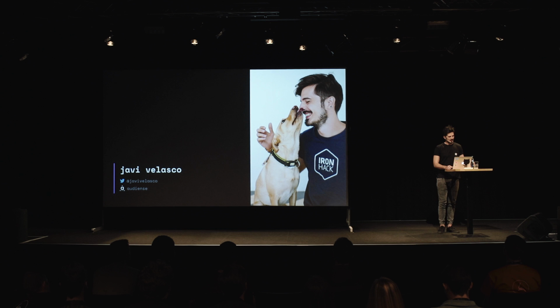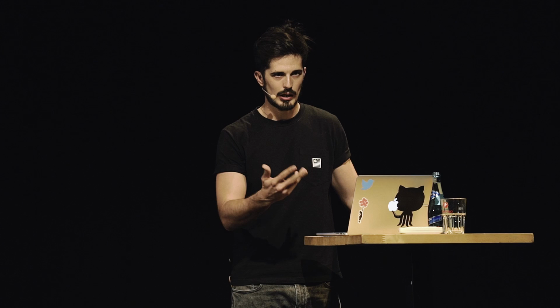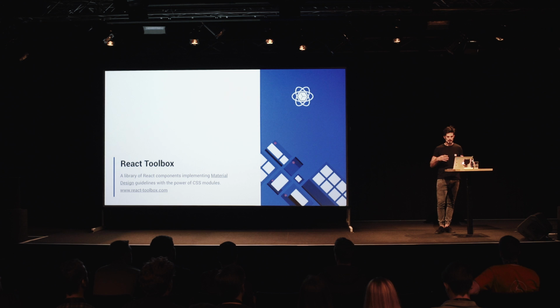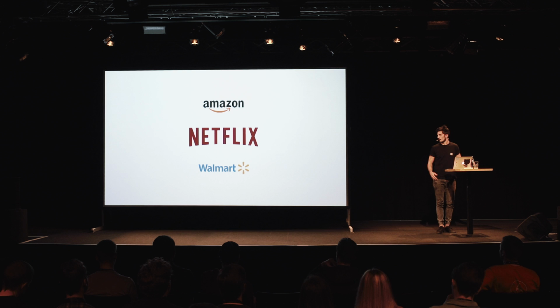And I work for this company called Audience, but I am also the author of this UI kit library called React Toolbox. React Toolbox is a set of components that implement material design. At first, it was built as an alternative to the famous Material UI library, which is also a material design kit. But the main difference is that I built this library using CSS modules because I wasn't sure what the best implementation for styling in a vendor component library was, and CSS modules sounded quite good at first. So it suddenly became super popular, and some big companies like Amazon, Netflix, and Walmart are already using it for internal dashboards and internal projects. So apparently, it's working well for them.